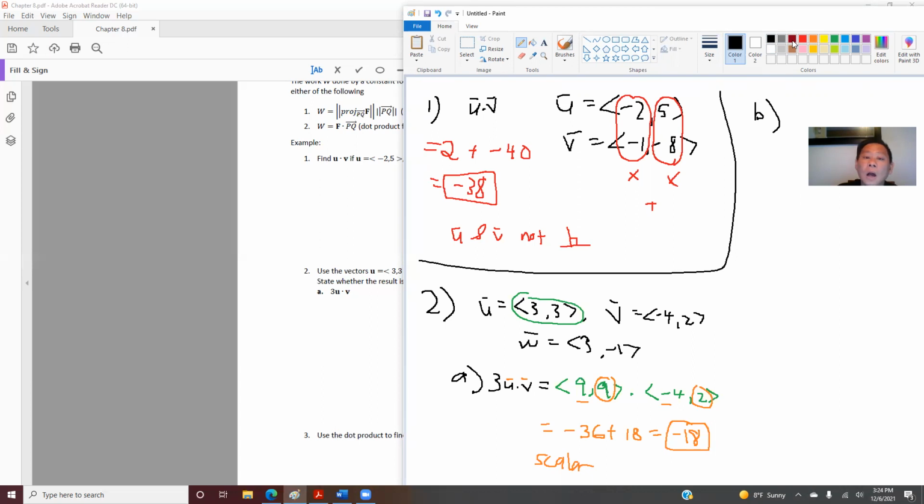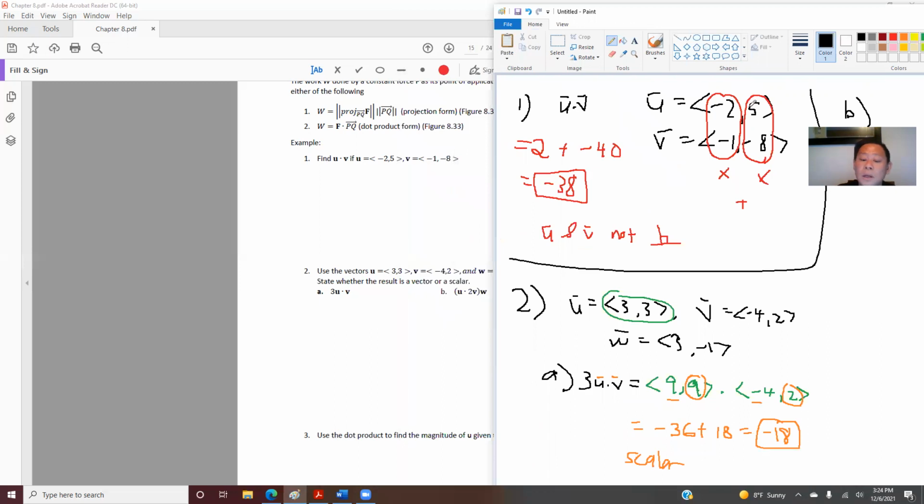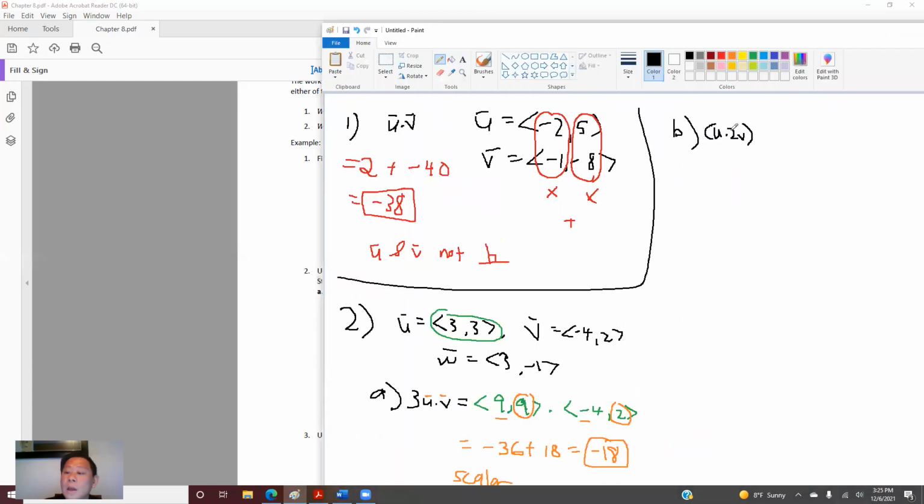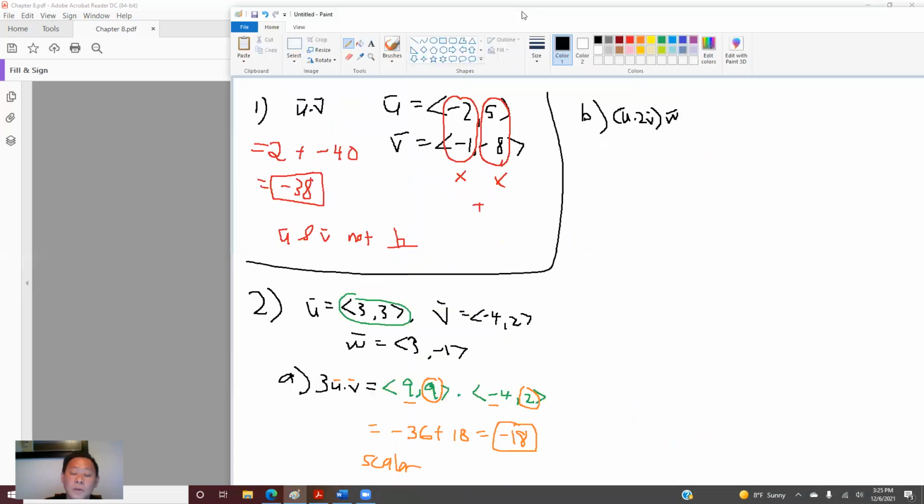Okay. Question B, they're asking you to do u dot v, and then times w. So you have to follow the order of operations. You have to do the dot product first. So u is given to us as 3, 3.